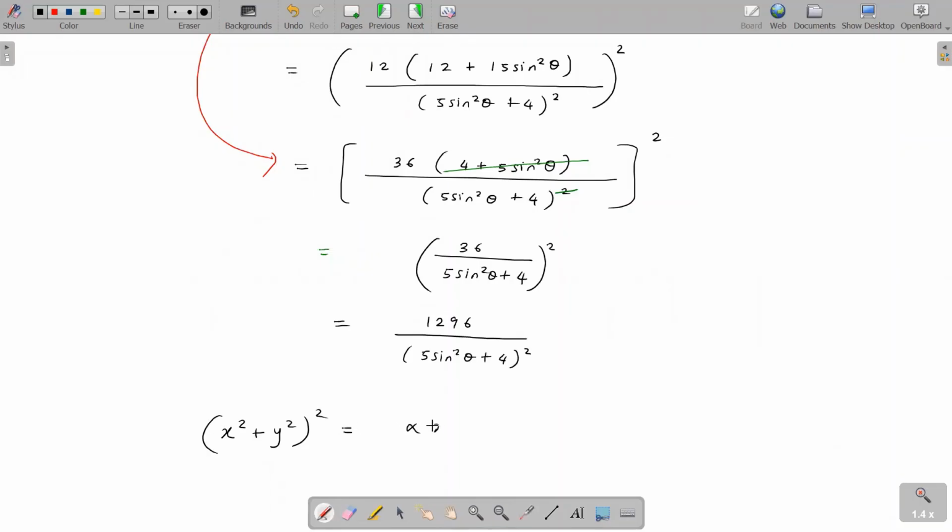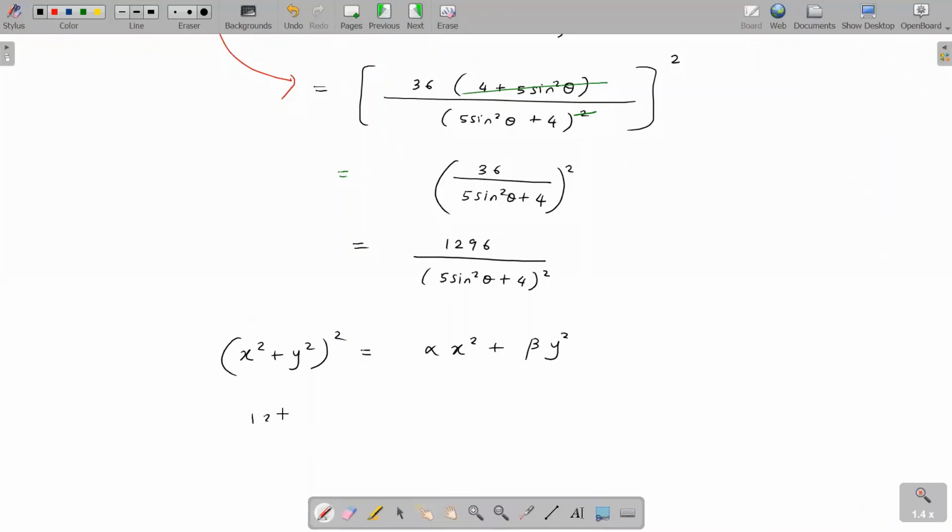This is equal to, you are supposed to show it's equal to alpha x square plus beta y square, where alpha and beta are values to be found. Okay, shall we input the values now? So x square plus y square whole thing square is 1296 over 5 sin square theta plus 4 whole thing square into alpha, who is x? So our x value was 12 cos theta over 4 plus 5 sin square. So x square gives me 144, right? Square the x value, 144 cos square over 4 plus 5 sin square theta whole thing square, because we have x square, so we have to square it.